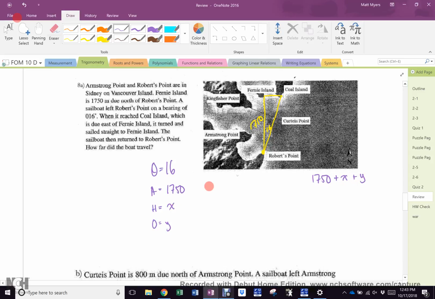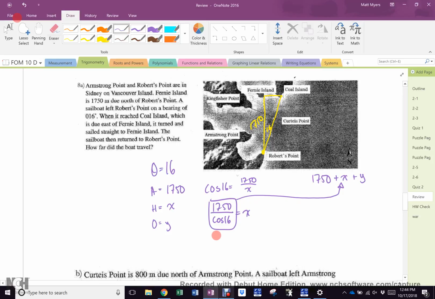You will do cos. Cos of 16 equals adjacent over hypotenuse, 1,750 over x. So 1,750 divided by cos 16 equals x. So that value will go there, right?